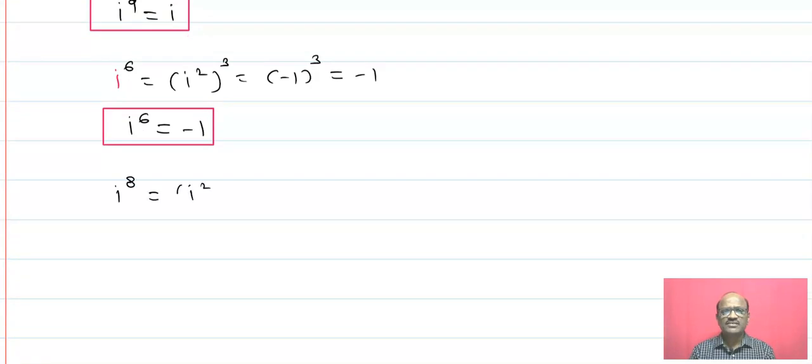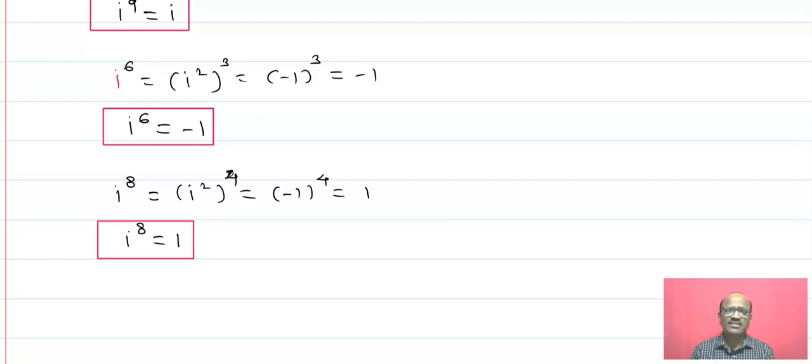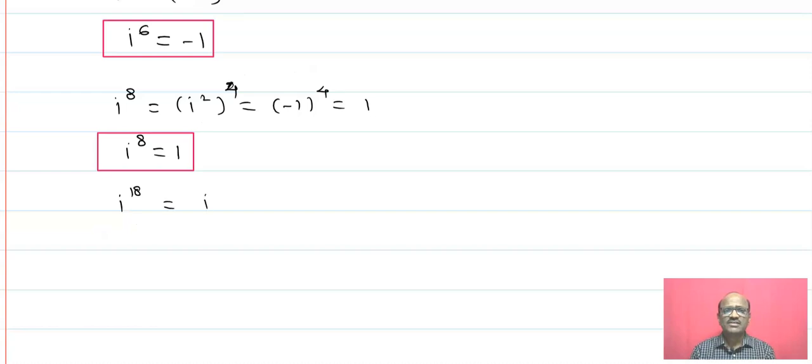i raised to 8 means what? (i square) whole raised to 4. i square is minus 1. Minus 1 raised to 4, that is minus 1 into minus 1 into minus 1, 4 times. Therefore, it is 1. Therefore, i raised to 8 is 1.